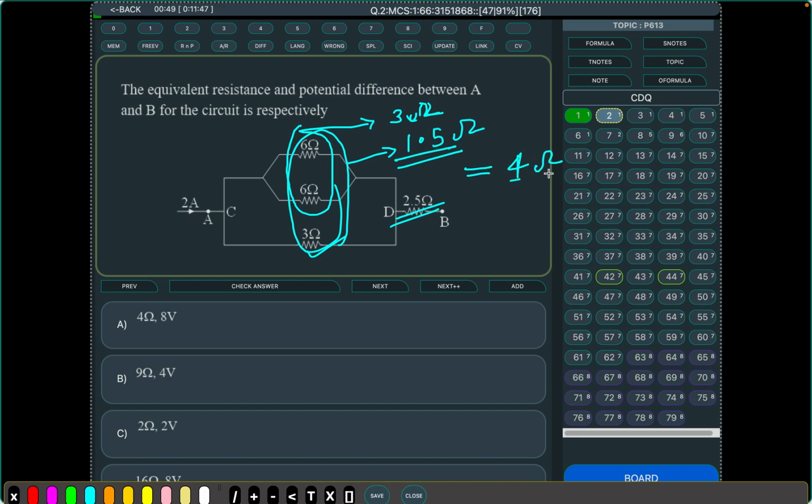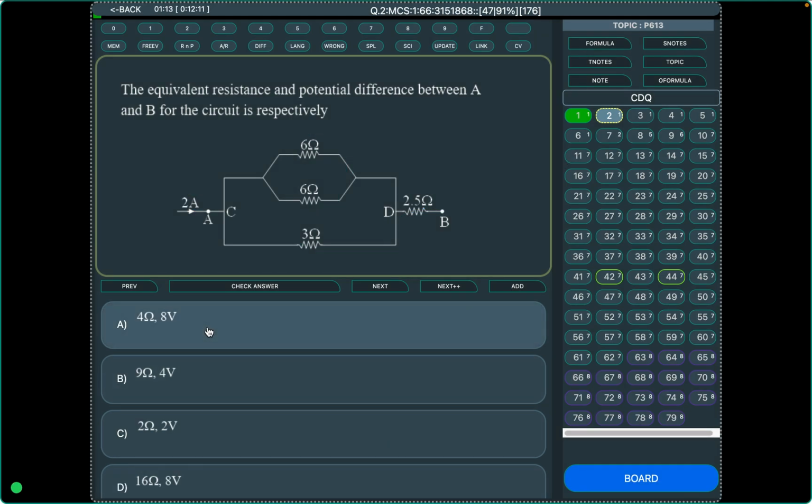so this will give us 1.5 plus 2.5, 4 ohms of resistance. Net current is 2 ampere, so voltage we can calculate as 2 into 4, so 8 volt. So voltage is 8 volt and resistance is 4 ohms. Now this first option has the same values, so we can check the answer. So this answer is correct.